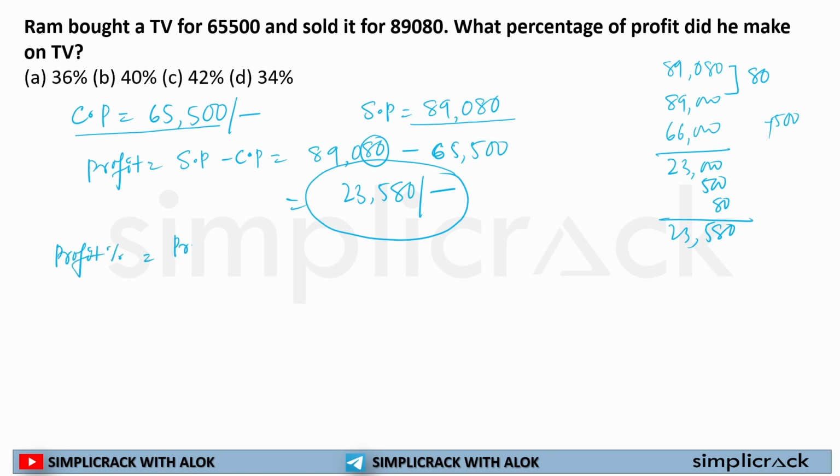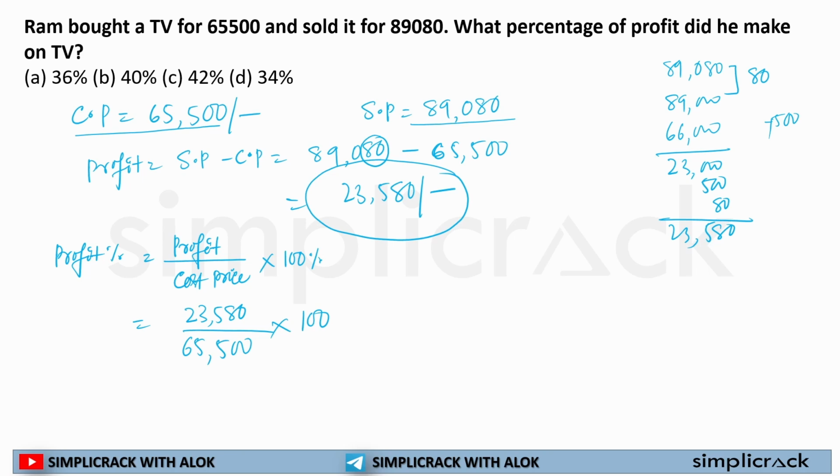So how will it be calculated? Profit divided by cost price multiplied by 100%. So if I have to calculate it, profit is equal to 23,580 divided by the cost price, which has already been clearly given, that is 65,500, multiplied by 100. So how can I solve it?